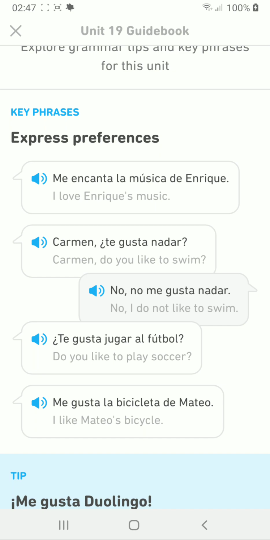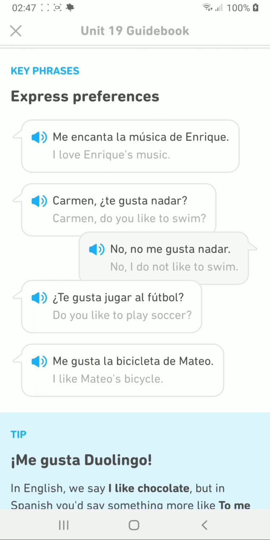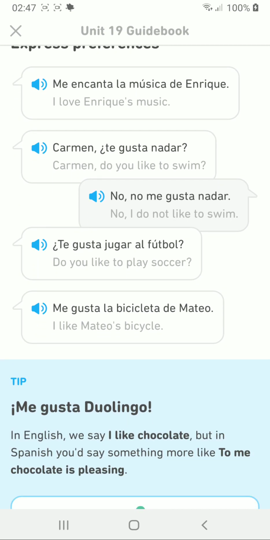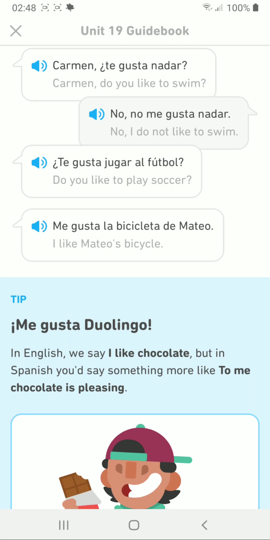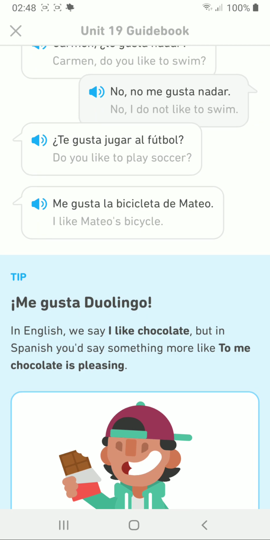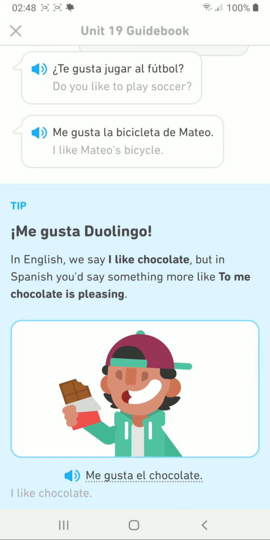So, ¿te gusta nadar? Do you like to swim? Nadar, swim? No, no me gusta nadar. ¿Te gusta jugar al fútbol? Do you like to play soccer or football? Sí, me gusta jugar al fútbol. And a el fútbol, that's why you say al, yeah? Remember this. Me gusta la bicicleta de Mateo. I like Mateo's bicycle. De Mateo. La bicicleta de Mateo, yeah?